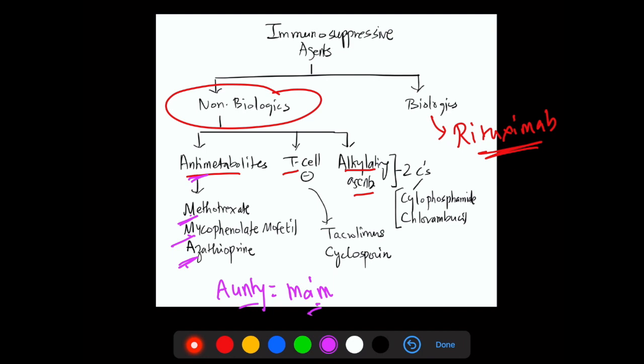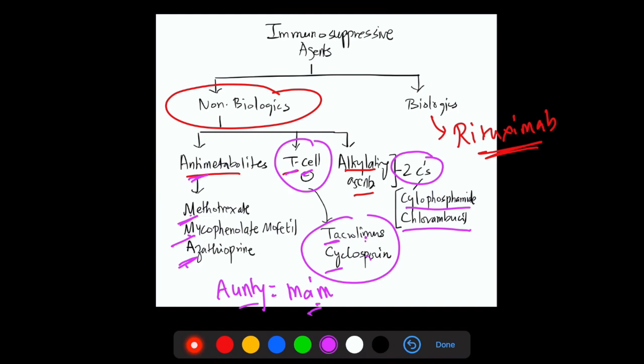T-cell inhibitors, there are names in that, the first letters. You have a T, you have a C. Tacrolimus and cyclosporin are the T-cell inhibitors, whereas the alkylating agents are the two C's, cyclophosphamide and chlorambucil. Don't mix this. Tacrolimus, cyclosporin are T-cell inhibitors. They are a combo, very commonly used in corneal diseases as well.